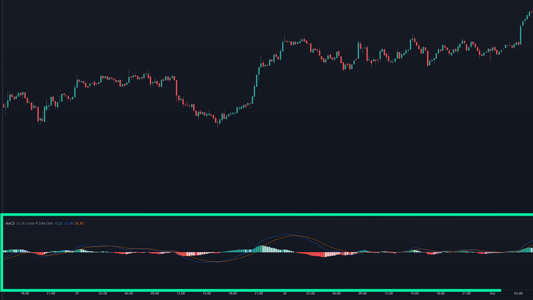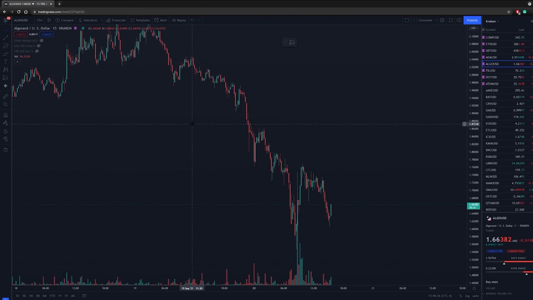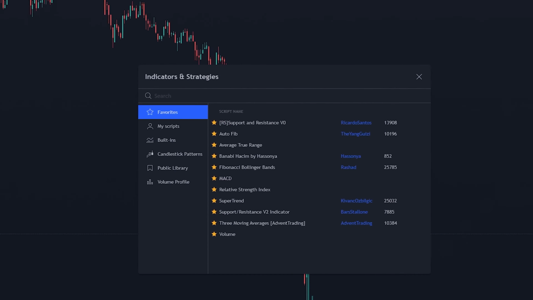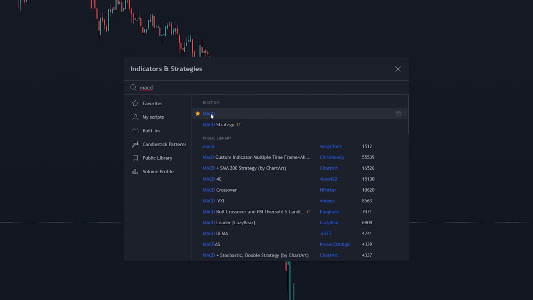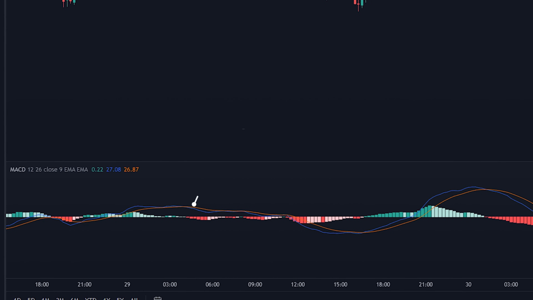First things first, let's add the MACD indicator to our chart. To do that, you're going to go to TradingView or whatever chart website you prefer, and then you're going to go up here to the Indicators tab, type in MACD, and click this top one. Now that we have the MACD indicator added, let's make sure we know how the MACD actually works.